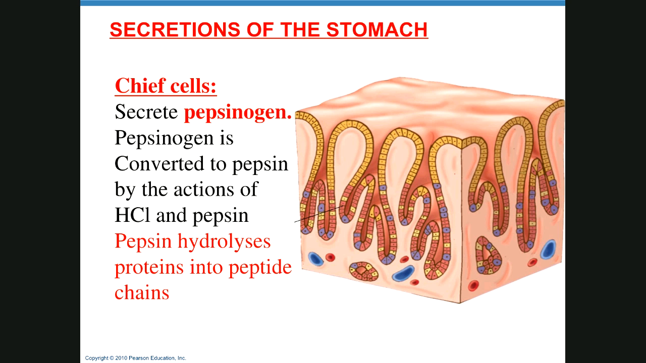So back to these cells. The chief cells were the ones that secreted pepsinogen, and pepsinogen is the precursor to an enzyme called pepsin. Anytime you see the "gen" in the name of a chemical, that tells you this is a chemical that generates whatever the other word is. So this chemical generates pepsin. But pepsinogen, to be converted into pepsin, must be acted upon by hydrochloric acid.